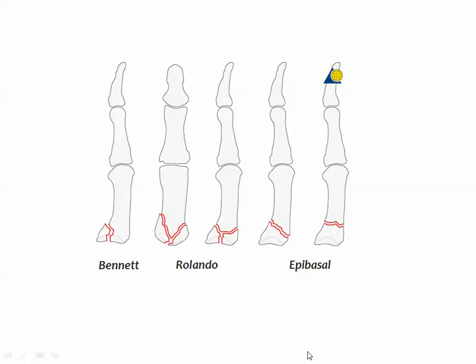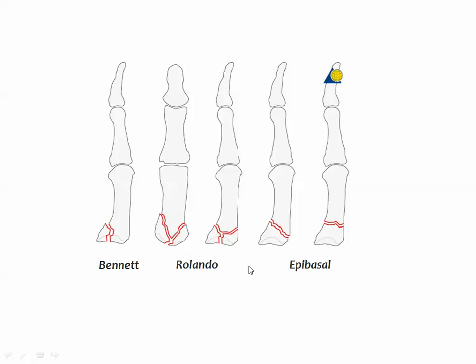Then we come to fractures occurring in the same area but with different names and different prognosis. The Rolando type is a three-piece fracture, as you can see here. The fracture is in the form of a V or Y shape. It affects the articular surface of the base of the first metacarpal bone.